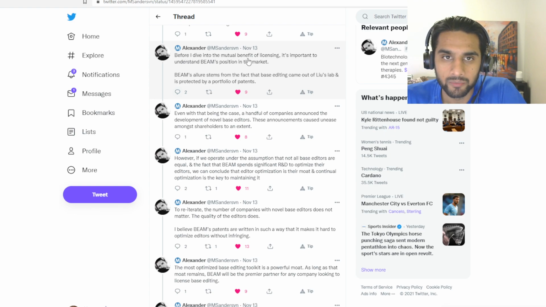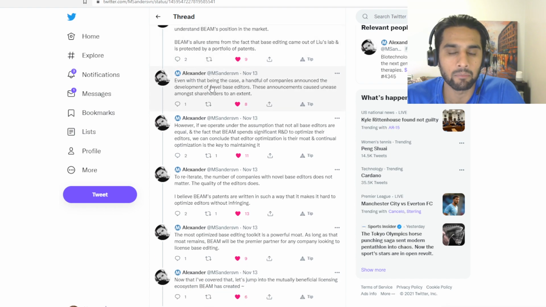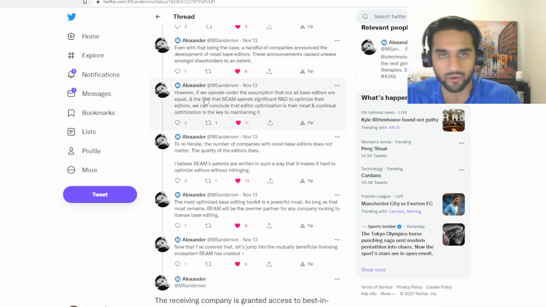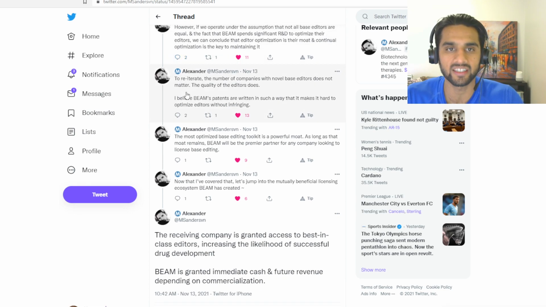Before I dive into the mutual benefit of licensing, it's important to understand Beam's position in the market. Beam's allure stems from the fact that base editing came from Liu's lab and is protected by a portfolio of patents. Even with that being the case, a handful of companies announced the development of novel base editors. These announcements caused unease among shareholders to an extent. However, if we operate under the assumption that not all base editors are equal, and the fact that Beam spends significant R&D to optimize their editors, we can conclude that editor optimization is their moat and continuous optimization is the key to maintaining it.